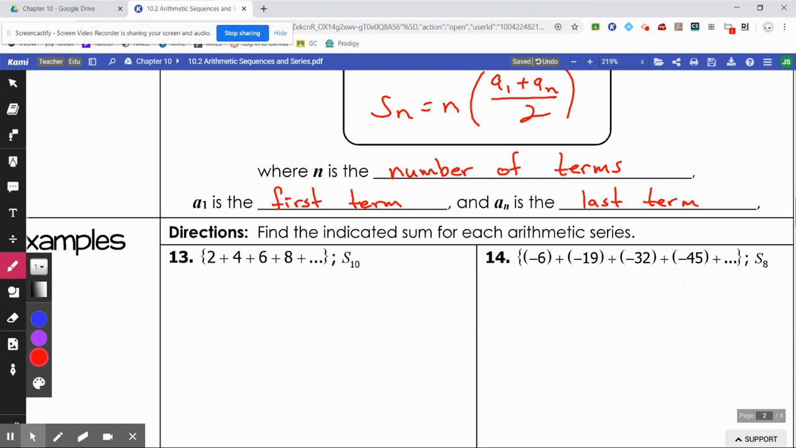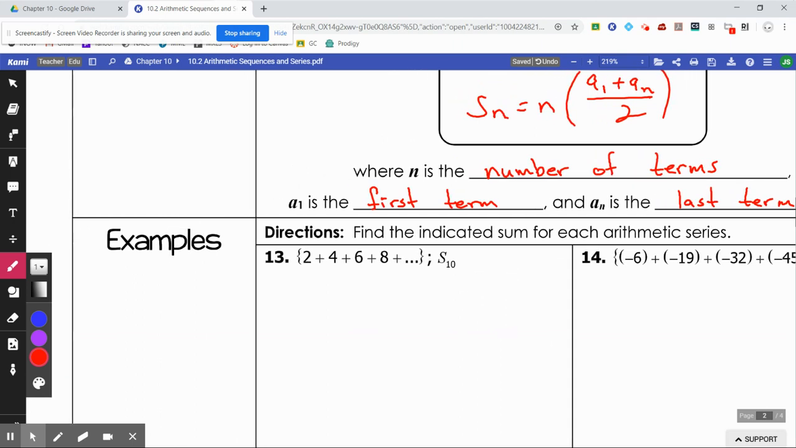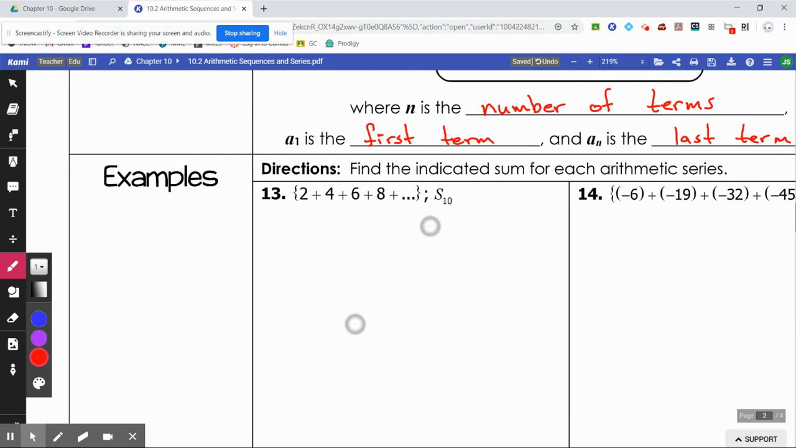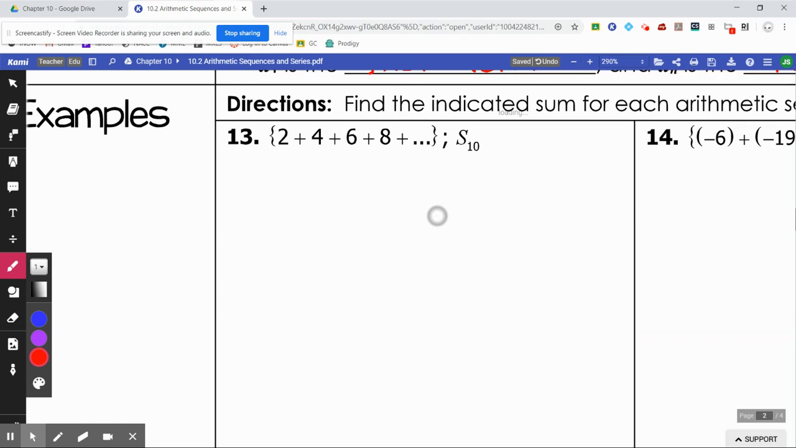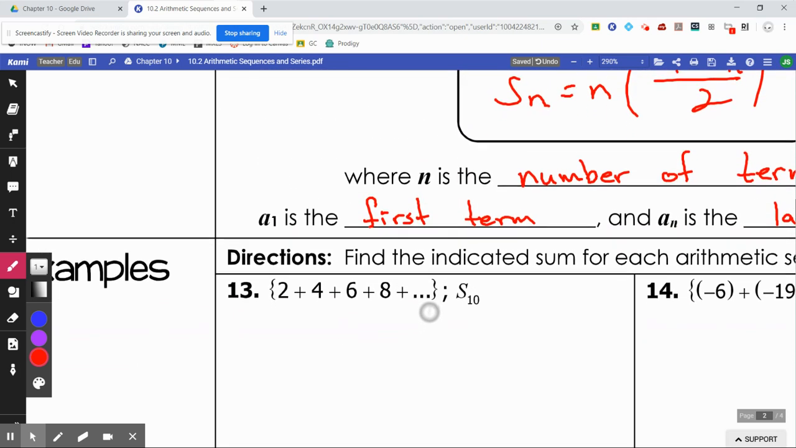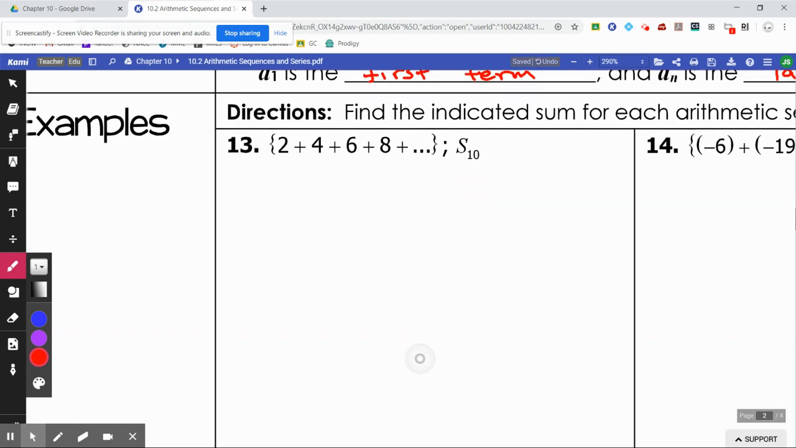And luckily, again, I have an easier method of doing this when it's linear, when it's arithmetic, and I've already showed you what that method is. Find the indicated sum for each arithmetic series. So what we're asked to do here is find the sum of the first 10. I'm going to show you their method, which again is not hard, and then I'm going to show you mine. So here is the formula. S of n is equal to n times a sub 1 plus a sub n. Since we're finding s of 10, let's replace our n's with 10s. So we're finding the sum of the first 10, so there's what we've got.